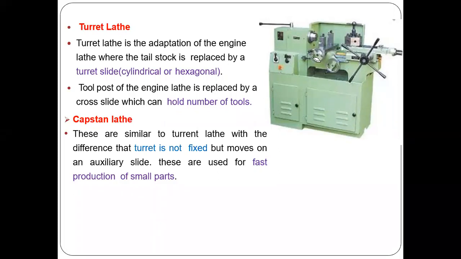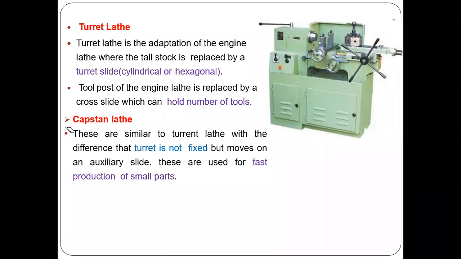Directly on the cross slide you mount the tools, and it can hold a number of tools. Previously, in the tool post, you could hold only one cutting tool at a time. But in the turret lathe, you have this tool slide, where at a time you can mount multiple tools. You can mount 4 tools, or even 6 tools. So this is one type of lathe, called the turret lathe.